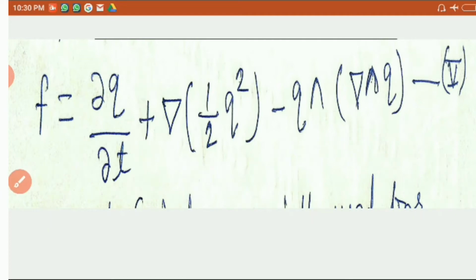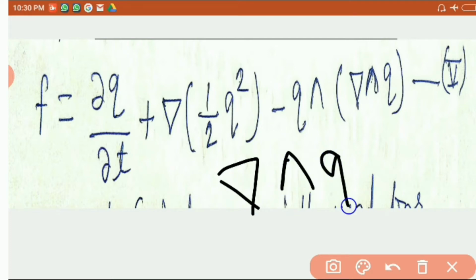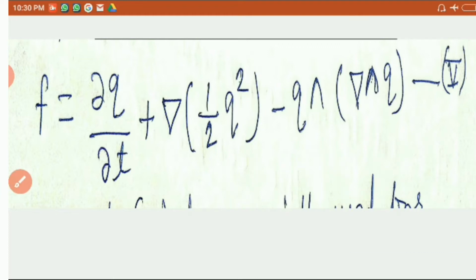So this equation 5 is specially used for potential flow, for which del cross q is equal to 0, and also useful for general orthogonal curvilinear coordinates. So the point acceleration of fluid is finished here.